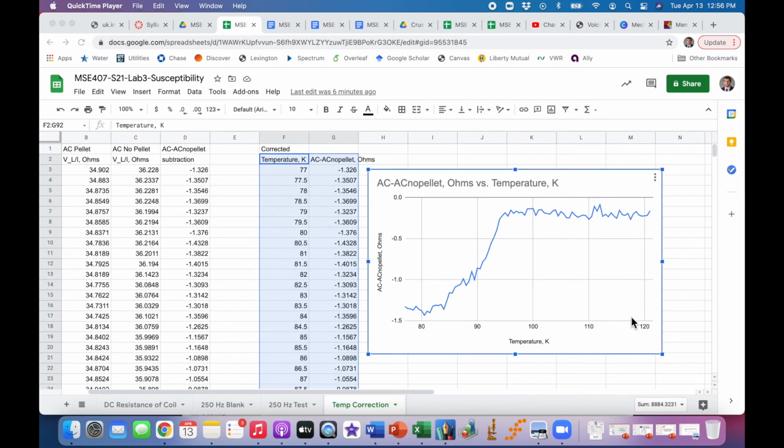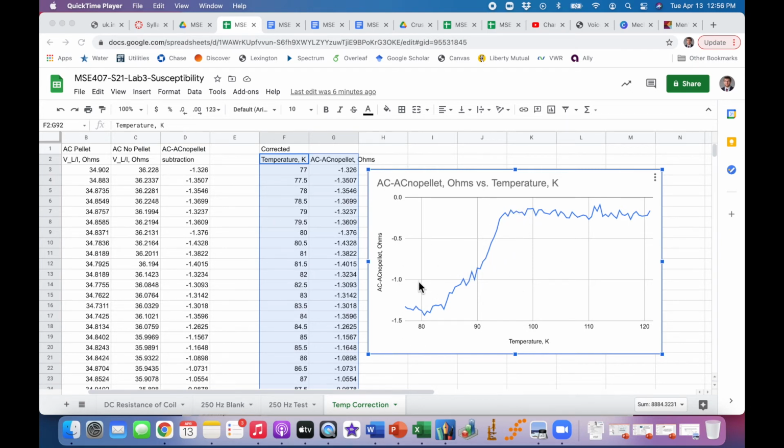So we've done the temperature correction. Let's look at this curve again. This is what we've produced for our YBCO pellet, subtracting the AC voltage of the inductor over current, and then the same voltage over current with no pellet, and we produced this as our difference, right?